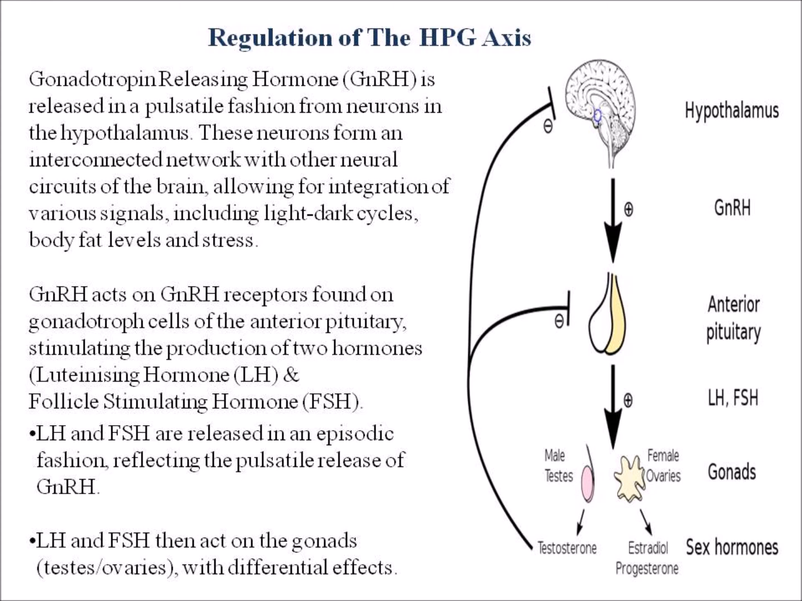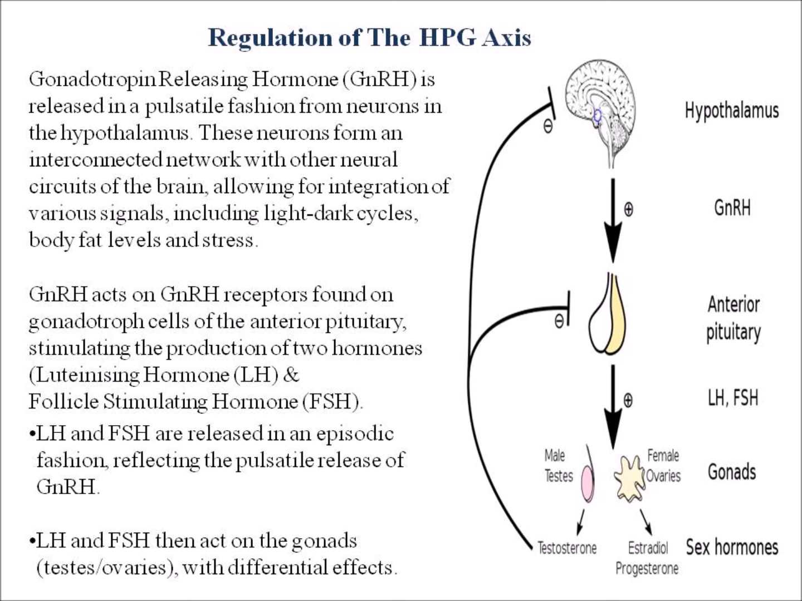GnRH acts on GnRH receptors found on gonadotroph cells of the anterior pituitary, stimulating the production of two hormones, luteinizing hormone, LH, and follicle stimulating hormone, FSH. LH and FSH are released in an episodic fashion, reflecting the pulsatile release of GnRH. LH and FSH then act on the gonad, that is testis and ovary, with different effects.